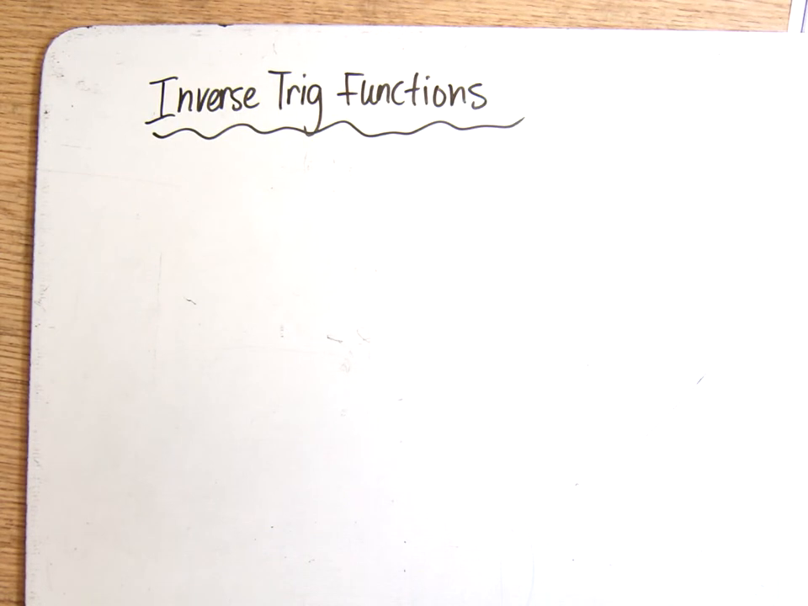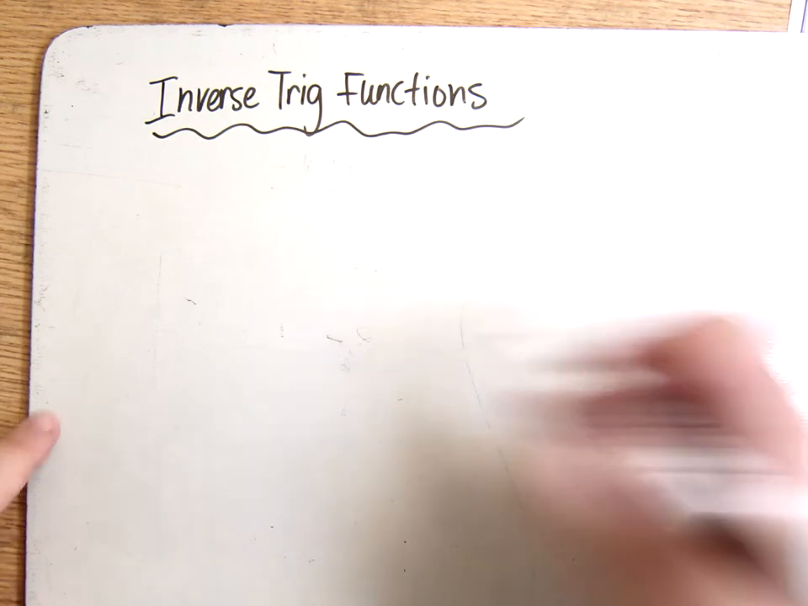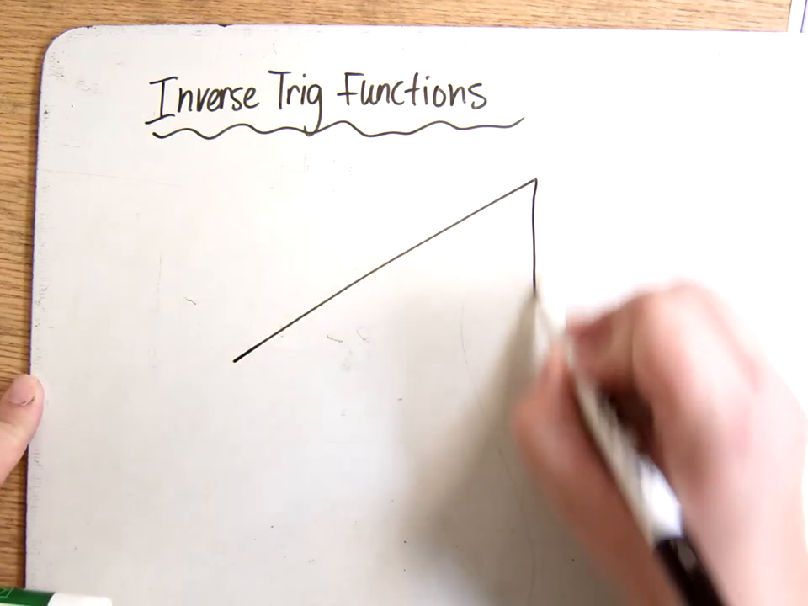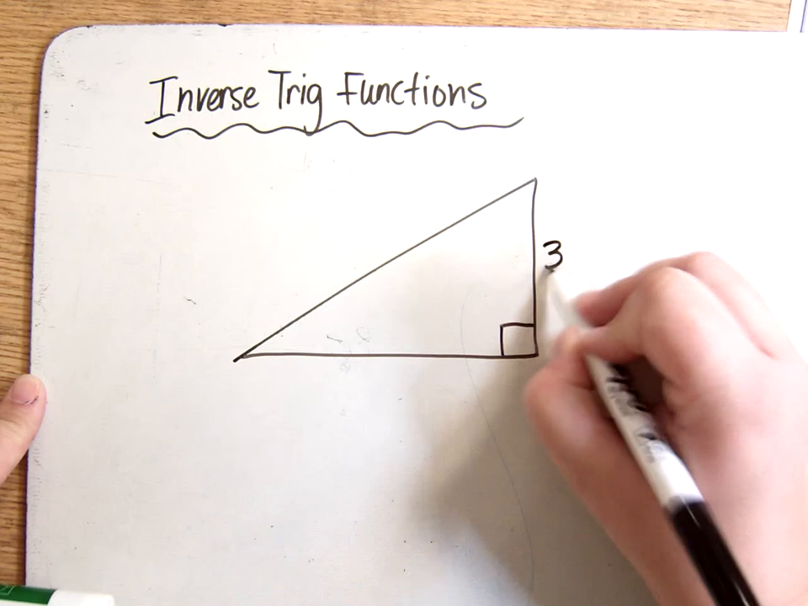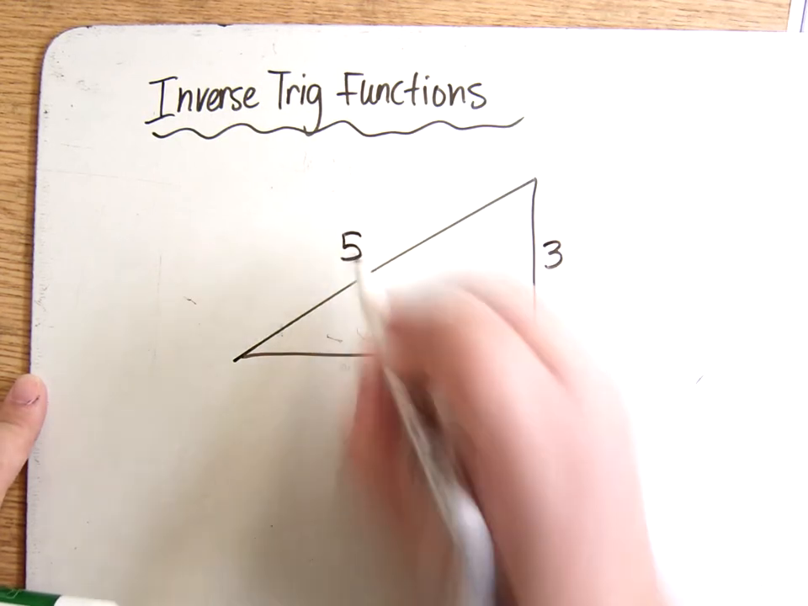So, in terms of inverse trig functions, this is all about finding angles in right triangles. This is when we use these. So let's just say I have a right triangle, and I'm going to make it a simple one because I'm going to use a Pythagorean triple, 3, 4, 5.